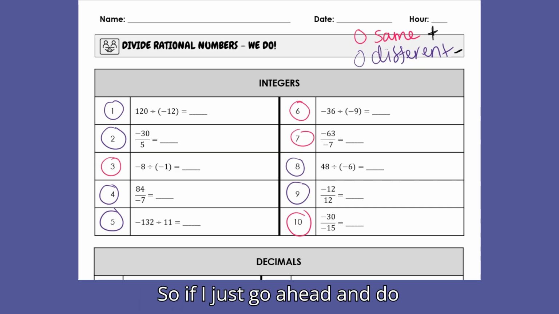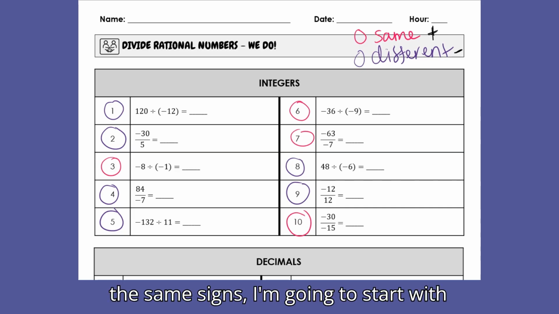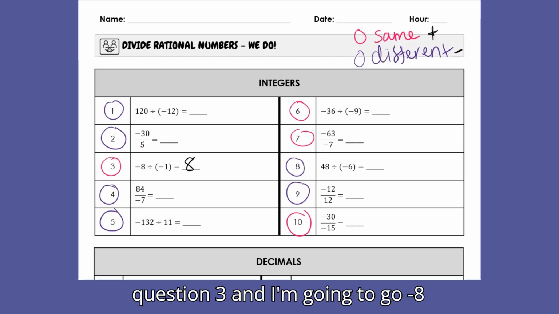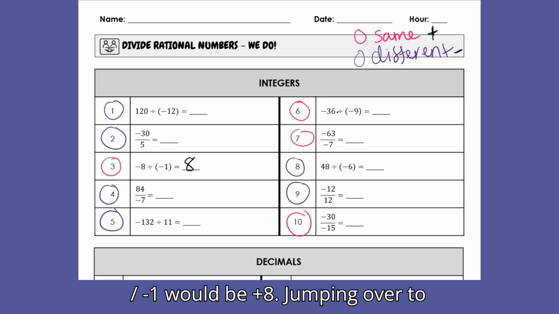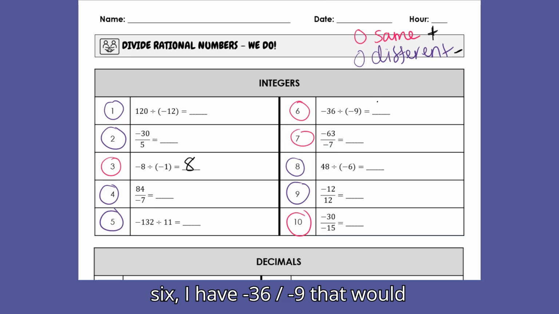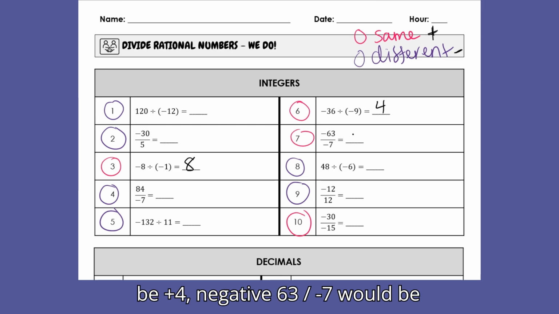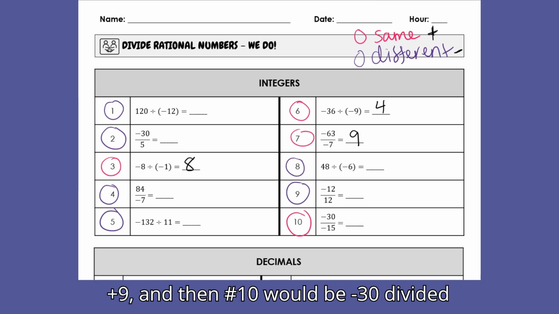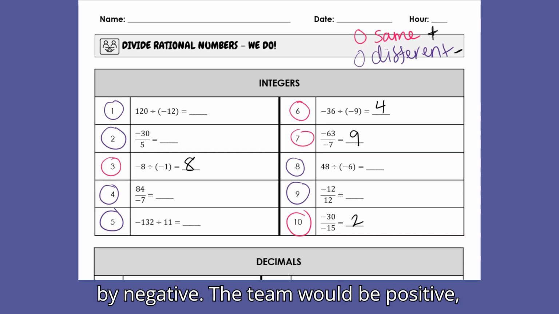So if I just go ahead and do the same signs, I'm going to start with question 3, and I'm going to go -8 divided by -1 would be +8. Jumping over to 6, I have -36 divided by -9, that would be +4. -63 divided by -7 would be +9. And then number 10 would be -30 divided by -15 would be +2.